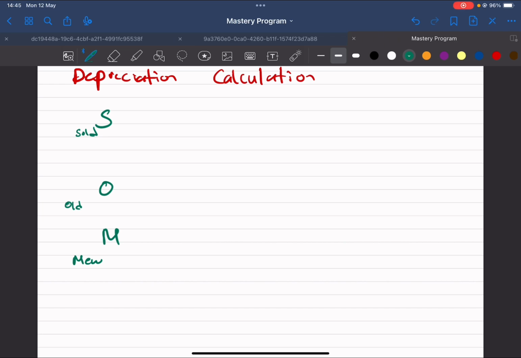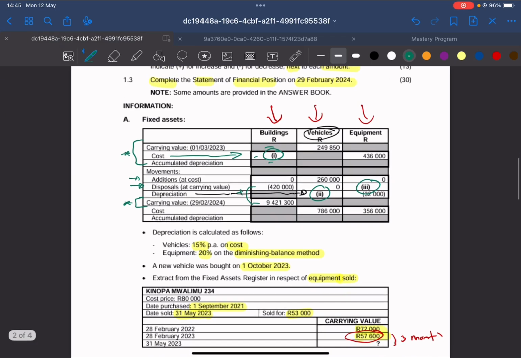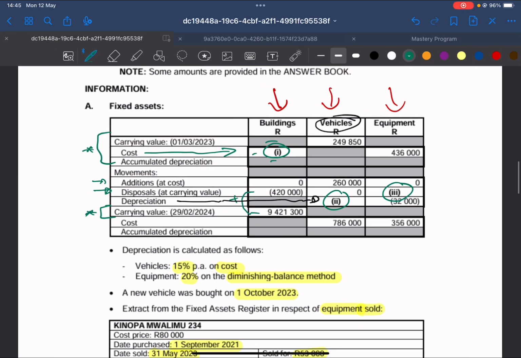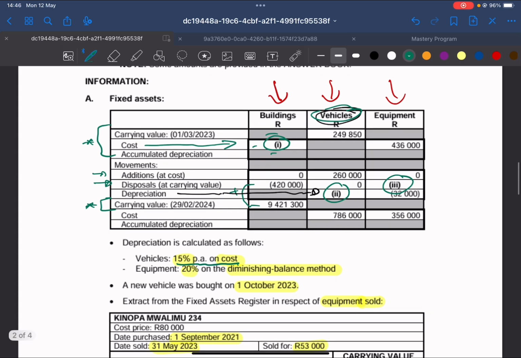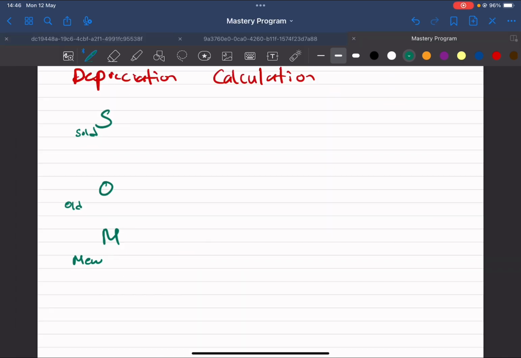so that I know what I'll be calculating, right? And most of the times you'll realize that obviously first you need to understand what's the basis of calculating depreciation for vehicles, right? And they tell you that it's 15% per annum on cost. So we calculate depreciation on cost, meaning we always take the cost of that vehicle, multiply by 15%, and that's the depreciation for the entire year, right? So in this case, we're going to start with new. So new is always my favorite one because it's easier to calculate.